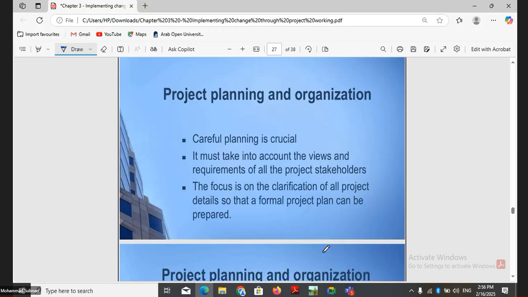The next stage is project planning and organization. Careful planning is crucial. We understand that planning must be done very carefully. It must take into account the views and requirements of all the project stakeholders during the planning. The focus is on clarification of all project details so the formal plan can be prepared. We must have all the clarifications of the project and focus on them, so that everything is clear and we can have a formal project plan.